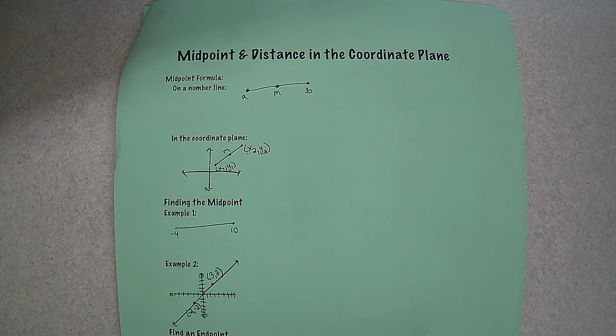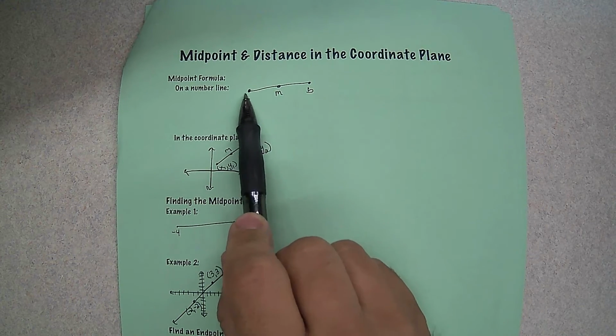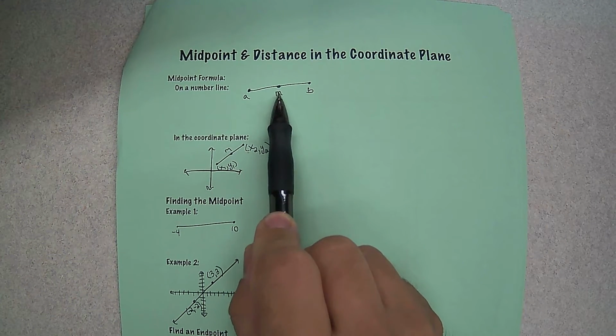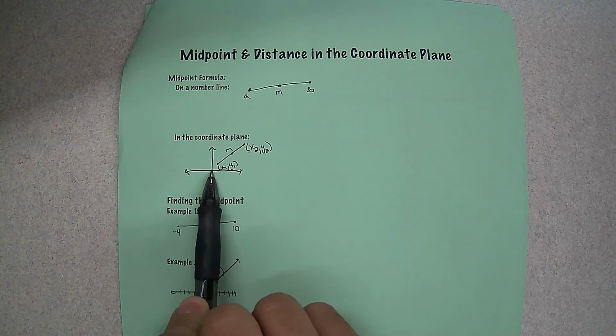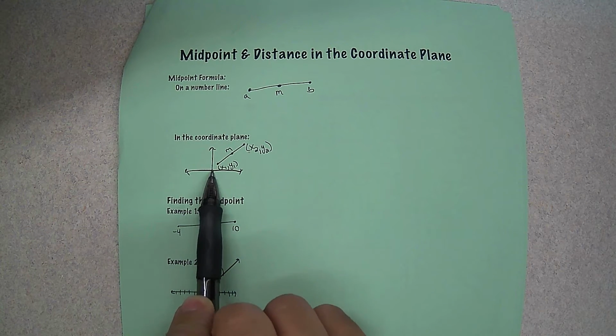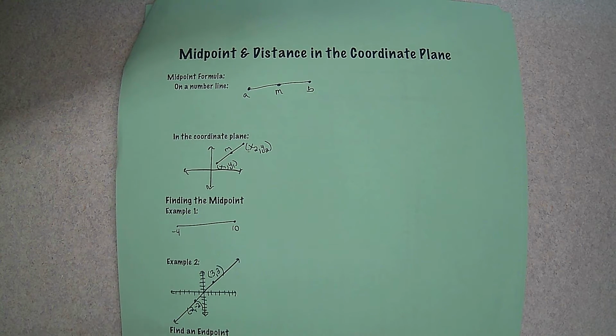All right, we're looking at midpoint and distance in a coordinate plane. So midpoint we've kind of talked about a little bit before, and it is a halfway point in between a segment. So if I have AB, this point M is the midpoint, where it's halfway through. So we're going to talk about some formulas for midpoint and then a formula for distance as well.